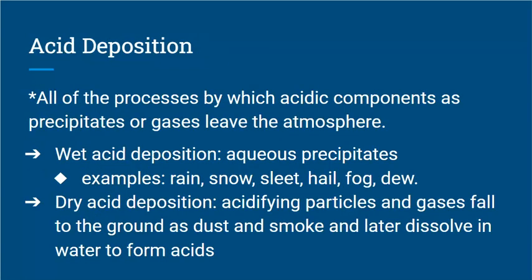So this deposition is just any of the processes where acid components are present. This deposition can be wet, meaning it's already reacted or dissolved in water, so it's aqueous. That would be like any of your rain, snow, sleet, hail, fog, dew, any kind of wet precipitate or moisture in the air that will have any of these acidic components. Dry acid deposition would just be the particles before they've dissolved in the water. So these would be like solids like dust and smoke or other gases that are acidic. They just haven't dissolved in the water yet to form the acids.